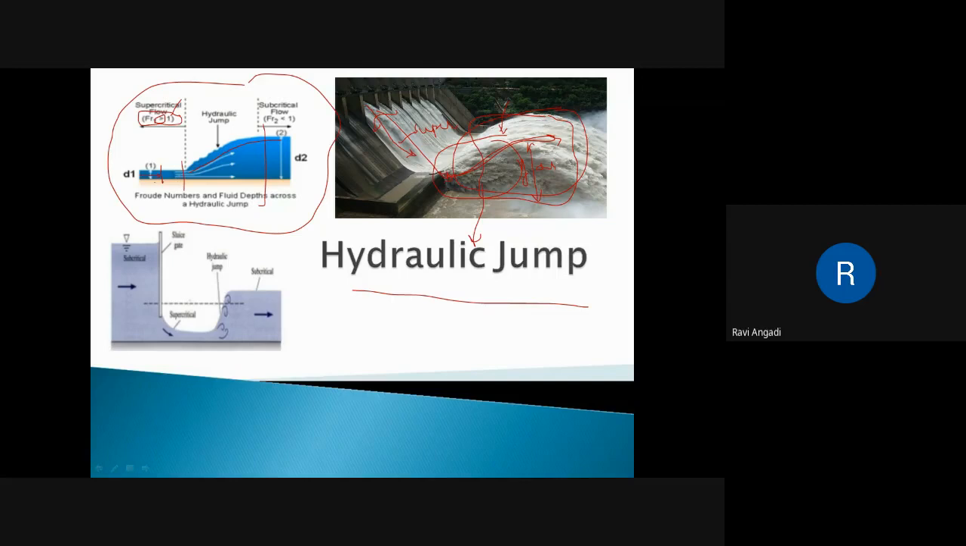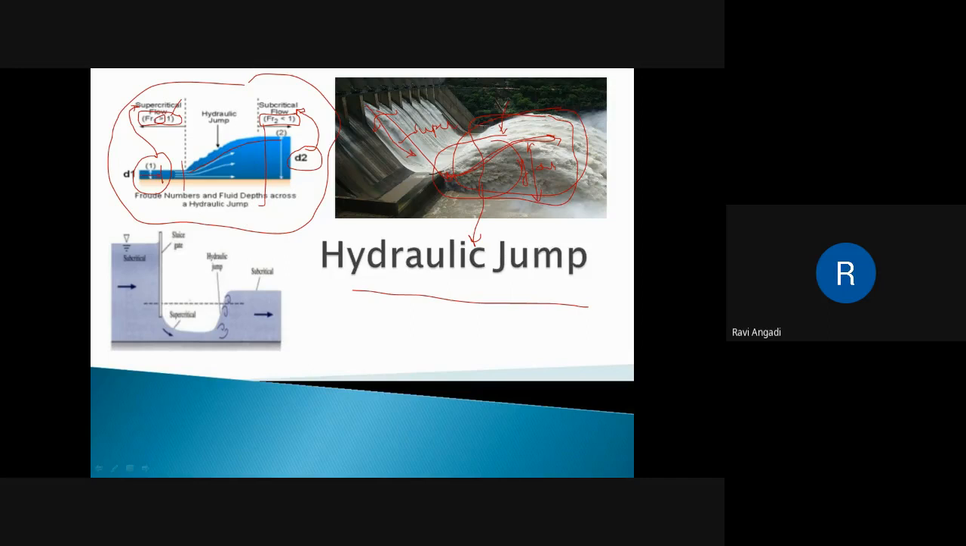So here, before this, the depth is less, the flow is supercritical and the Froude number will be more than 1. And when coming to this depth, the depth is more here, so the flow is subcritical. What is the Froude number here? Less than 1.